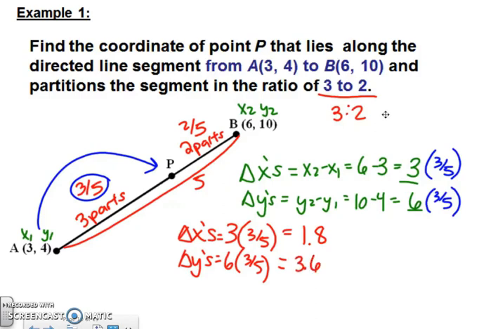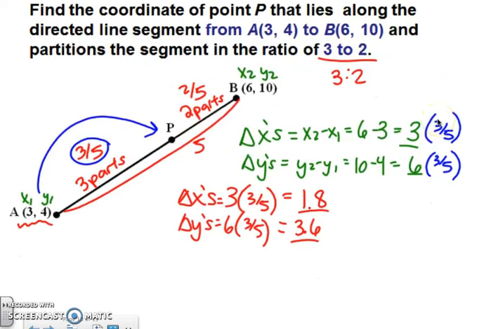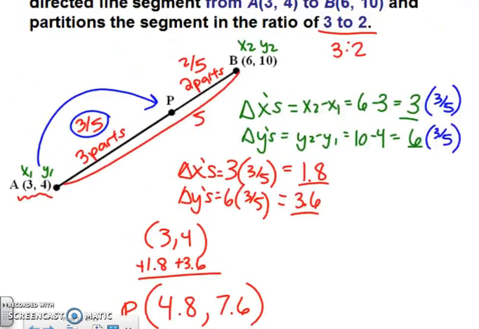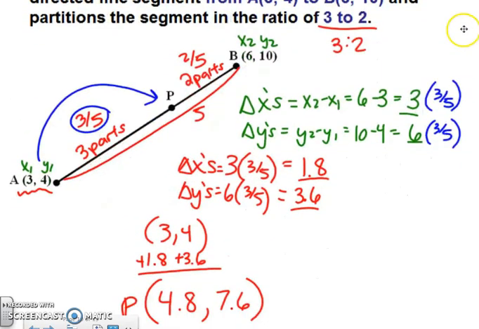So basically, this is how much I need to move on the x's, and this is how much I need to move on the y's from my starting point over here. So I'm going to rewrite this point of 3, 4, and I'm going to add 1.8 to the x's, and I'm going to add 3.6 to the y's. And so my new point should be my point P, which is going to be located at 4.8, 7.6. Okay? So this lovely point P up here is located from this point.